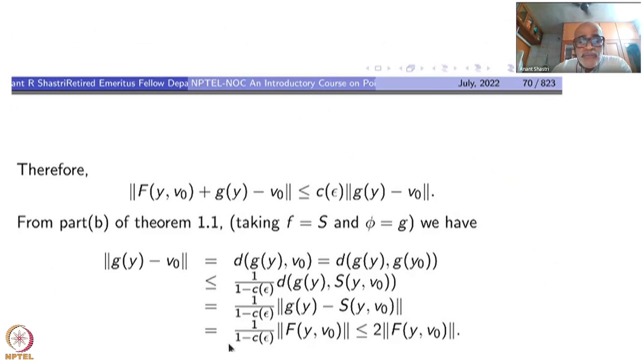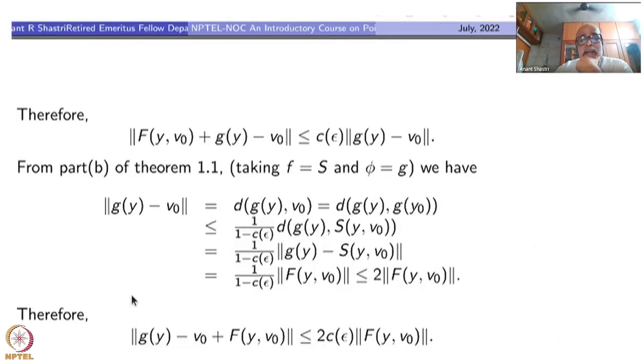But this is by definition F of Y V naught, definition of S. Now you use the fact that C epsilon is the minimum of epsilon and 1 by 2, so it is less than or equal to 1 by 2. So this 1 divided by 1 minus epsilon is less than or equal to 2. So this whole thing is less than or equal to twice F of Y V naught. Therefore, GY minus V naught plus F of Y V naught will be less than twice C epsilon times F of Y V naught. All that we want is some constant here, which depends upon C. It may be 3 times, it may be 4 times, that doesn't matter.